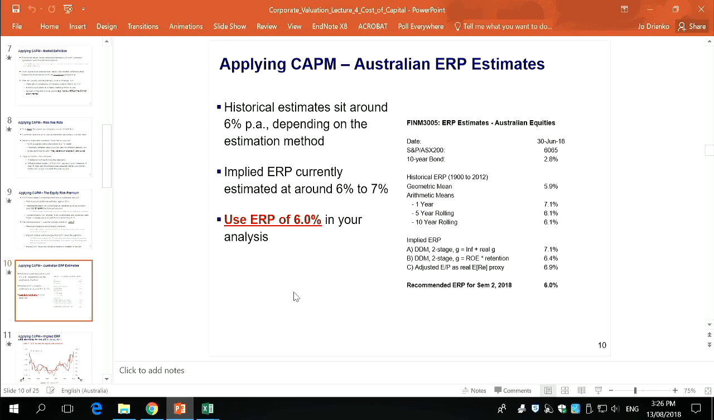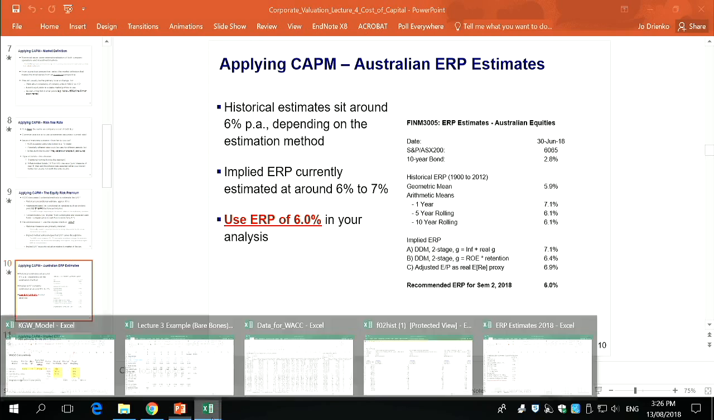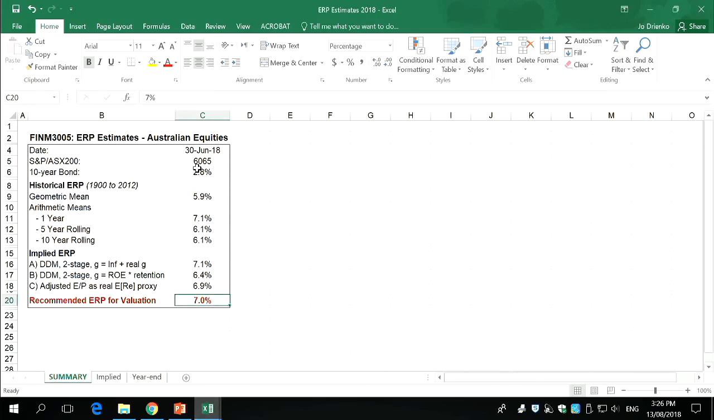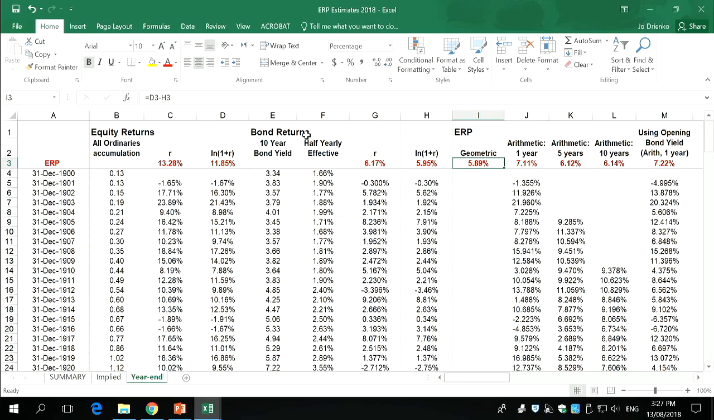How I came up with these numbers is not examinable. I won't ask for it. But if you want, these are all dynamic, so you can see how I came up with it. Historical, and by historical, I mean really historical, 1800s to 2012. You can have arithmetic or geometric returns. Because we have continuous compounding, the geometric returns probably make more sense, so that's why I use geometric. But you can look at the arithmetic as well if you want.